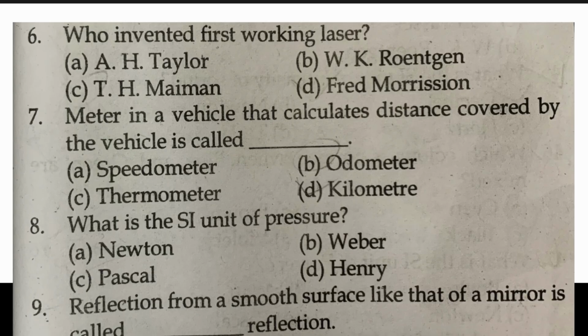First question, the sixth question. Who invented the first working laser? A.H. Taylor, V.K. Ronting, T.H. Maiman, Fred Morrison. So the answer is C, T.H. Maiman. Laser, light amplification by stimulated emission of radiation, is a device that emits light through a process of optical amplification based on stimulated emission of electromagnetic radiation. The first laser was built in 1960 by Theodore H. Maiman.